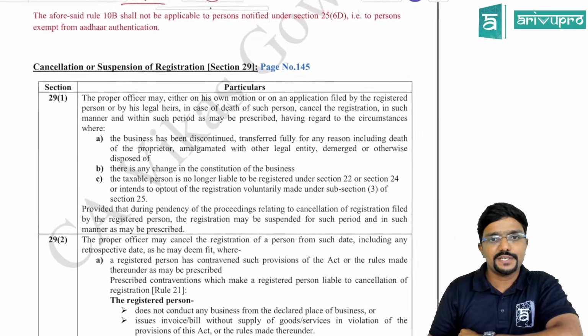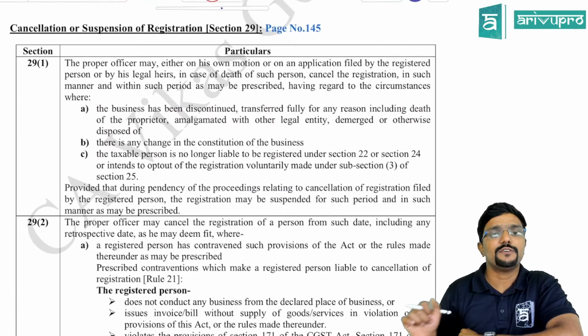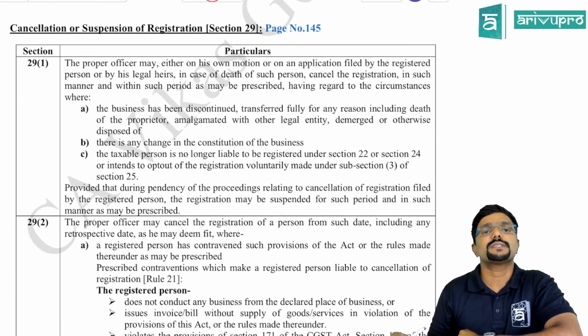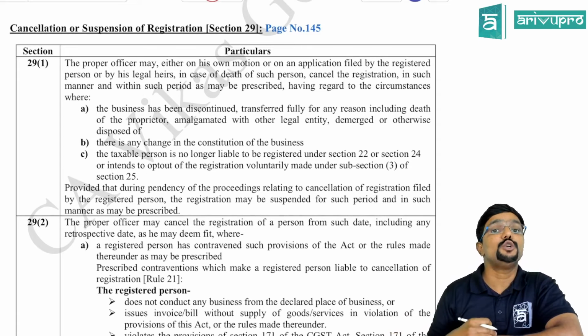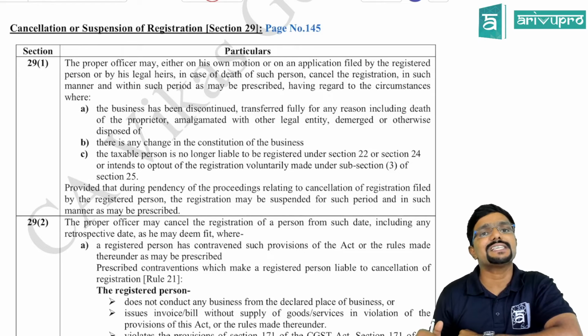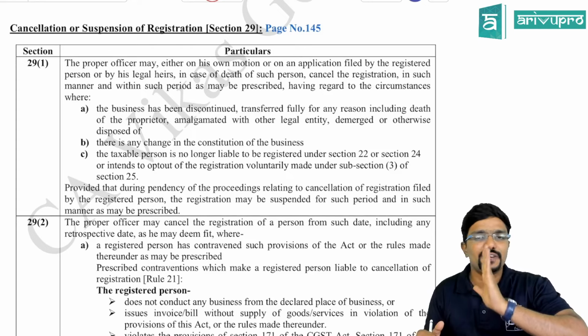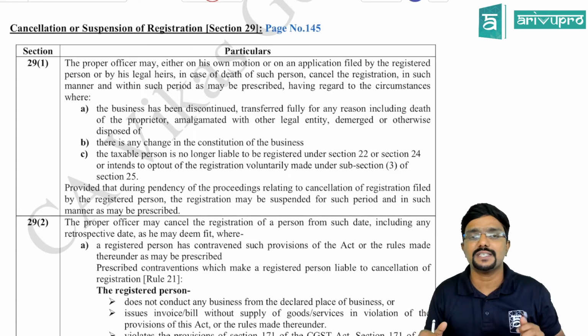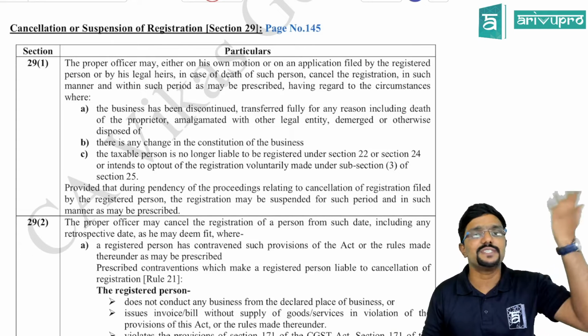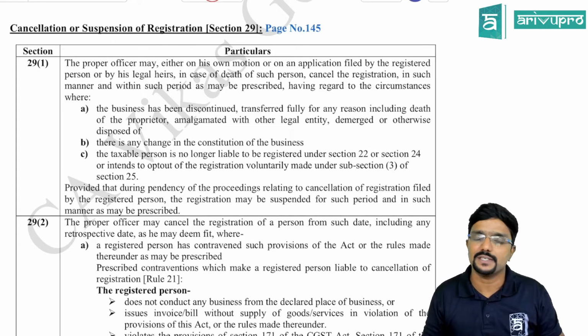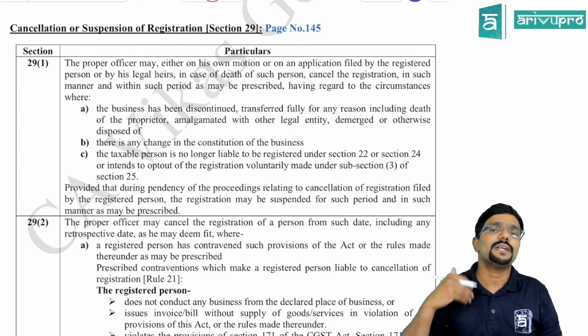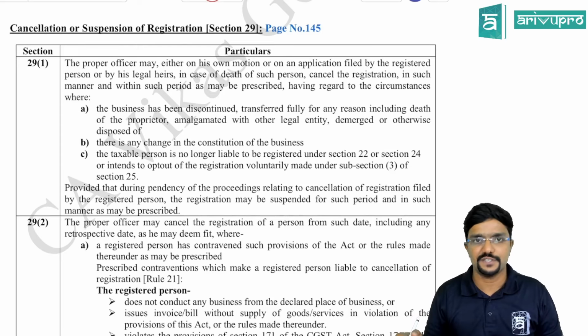Fine, guys. So the next change is with respect to cancellation or suspension of registration, which is covered in section 29. See, registration can be cancelled under 2 grounds. That is, the registered person himself is applying for cancellation of registration to the proper officer because he is shifting his business from one state to another state, or is closing down his business, or is selling his business to someone else as a going concern. In that case, he will make an application for cancellation of his registration.